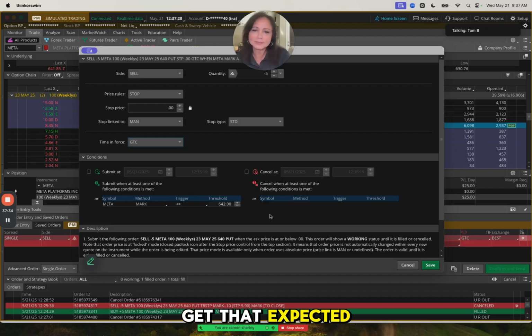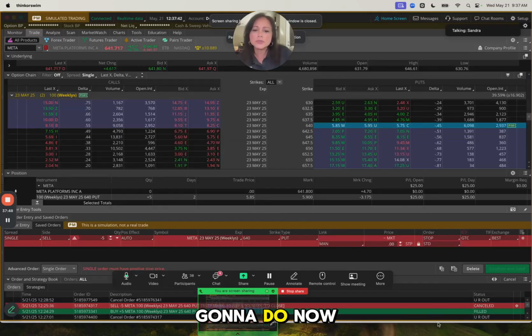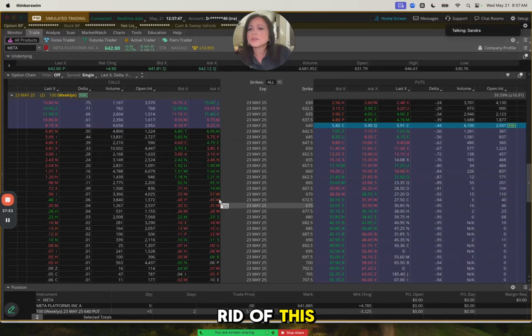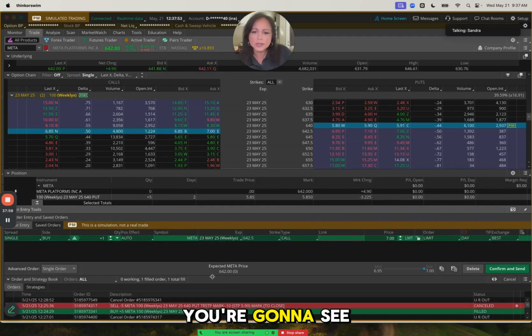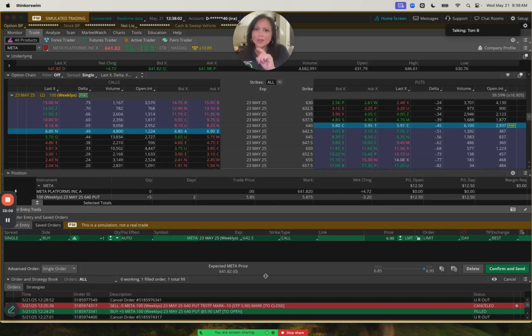How did you get that expected value to come up on the Analyze tab? Okay, so what we're going to do now is, let's get rid of this. Anytime you go to either buy or sell something, you're going to see that expected move here. Do you see that on your platform, Tom? It may be there, and I've just never noticed it. So I will tell you something.